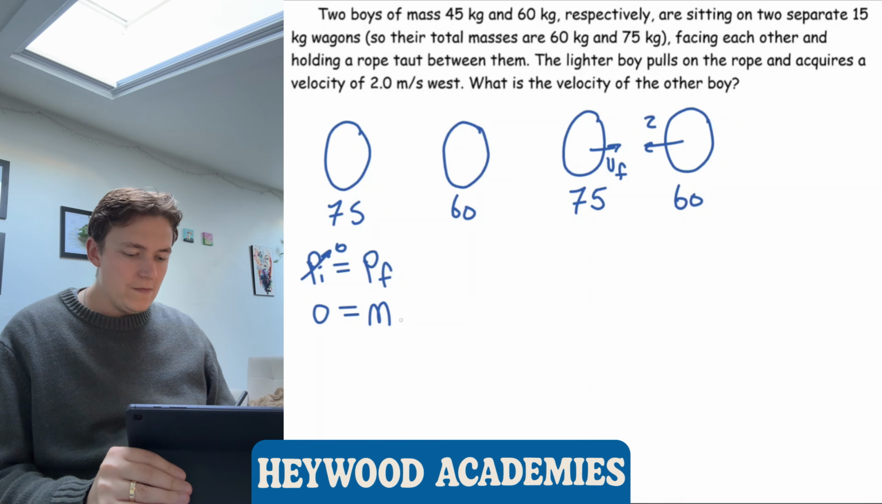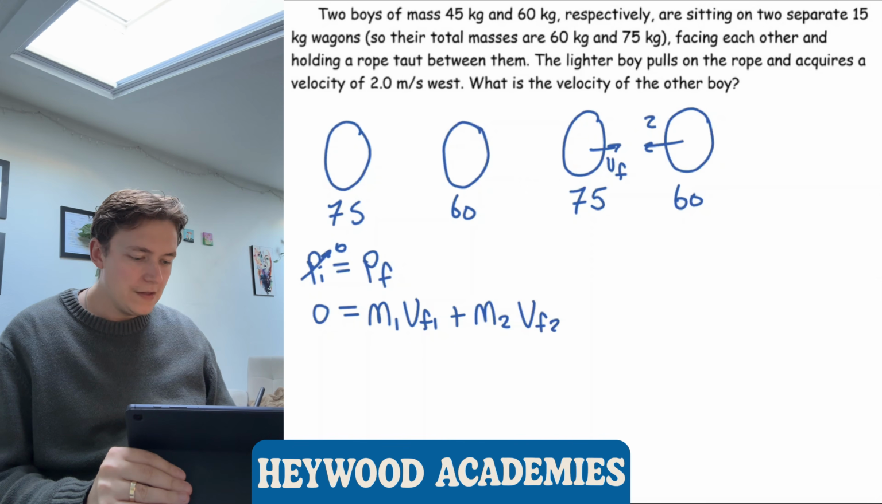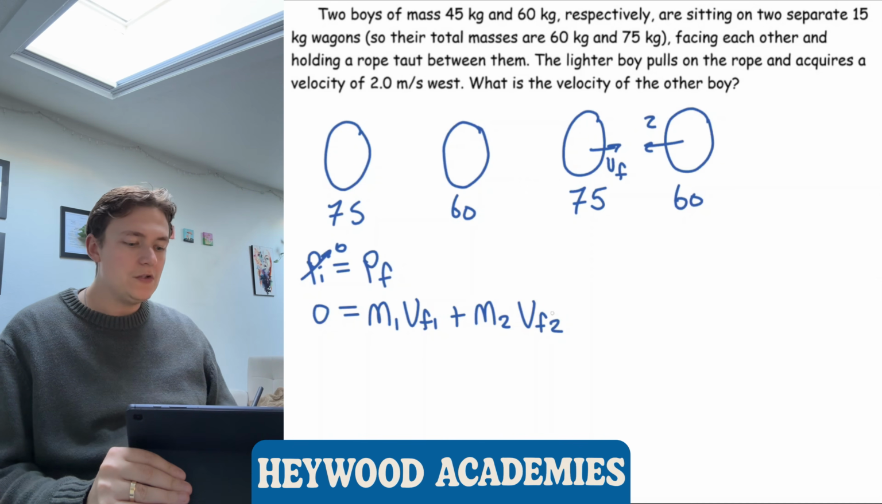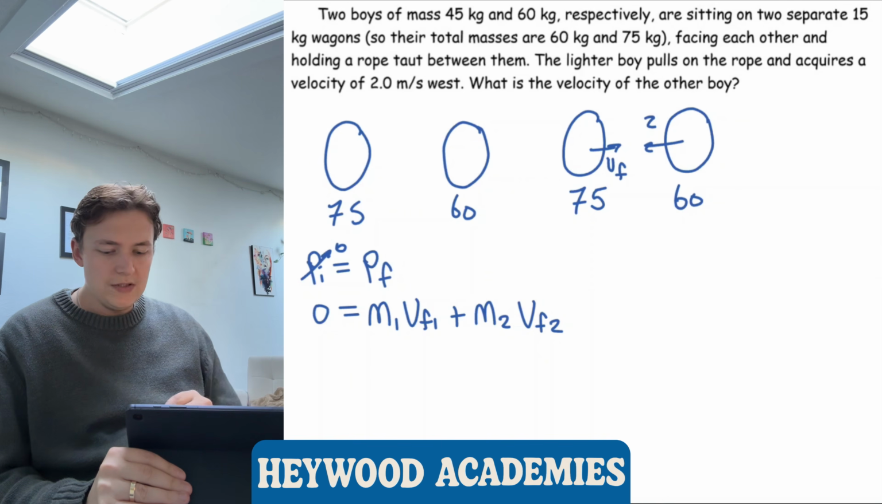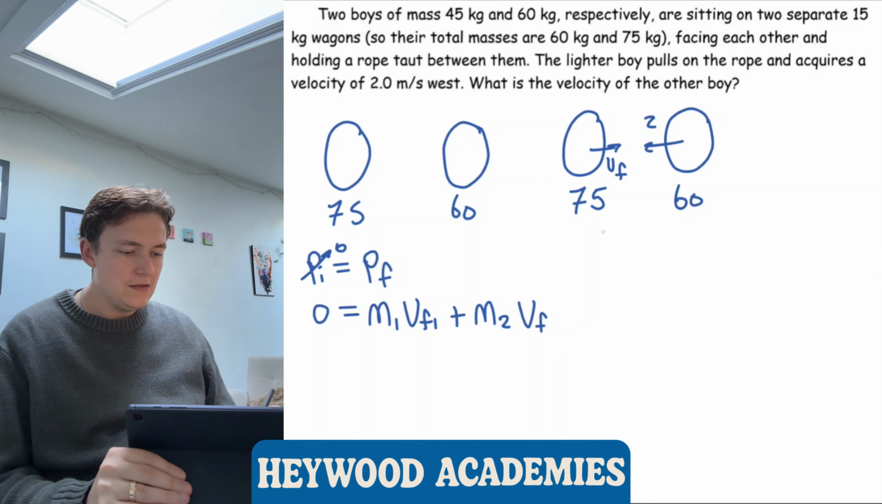So if we go mass of person number 1 times final velocity of person number 1, and we add that to mass number 2 times final velocity number 2, one of those terms is going to be positive and one of them is going to be negative, and so that will give us an answer of 0 because those will cancel out. So let's say that final velocity 2, let's say that this is the 75 kilogram person, so we'll solve for that one.